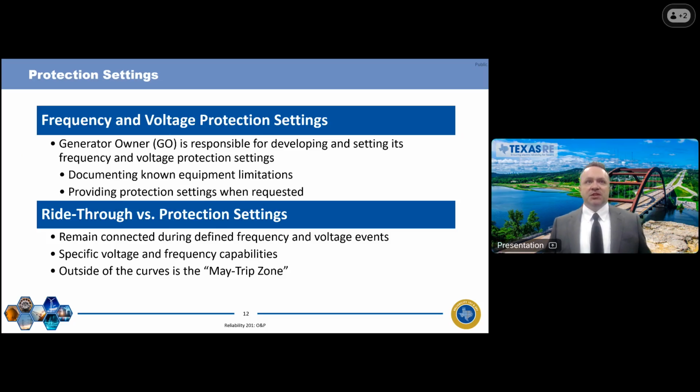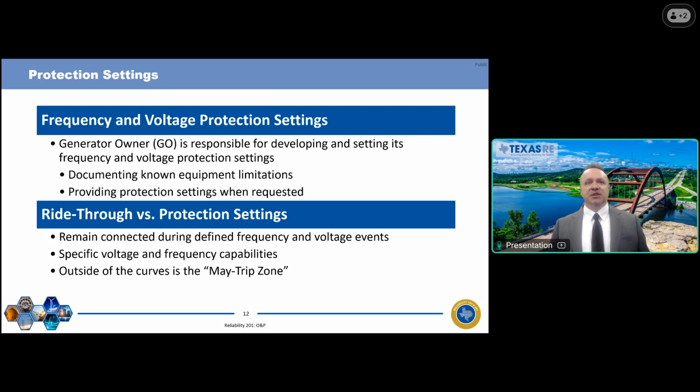Frequency and voltage protection system settings are the generator owner's responsibility. And the generator owner needs to develop these settings keeping in mind the known limitations of the equipment that it's protecting, and provide those settings when requested.